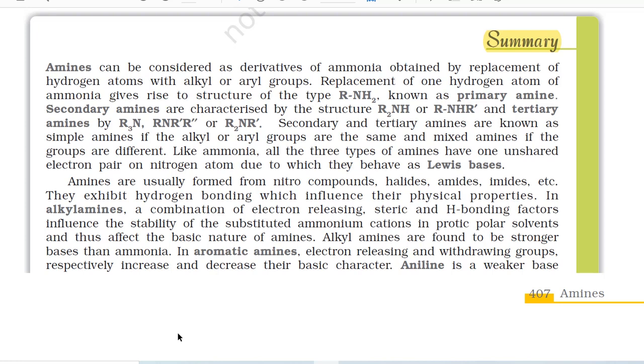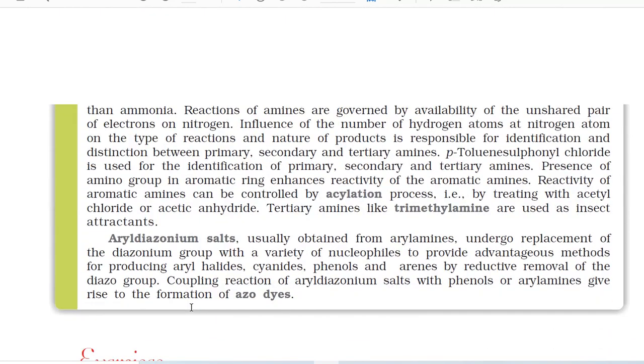Like ammonia, all the three types of amines have one unshared electron pair on the nitrogen atom, due to which they behave as Lewis bases. Amines are usually formed from nitro compounds, halides, amides, imides, etc. They exhibit hydrogen bonding, which influences the physical properties. In alkyl amines, a combination of electron releasing, steric, and hydrogen bonding factors influences the stability of the substituted ammonium cations in protic polar solvents and thus affects the basic nature of amines. Alkyl amines are found to be stronger bases than ammonia. In aromatic amines, electron releasing and withdrawing groups respectively increase and decrease their basic character. Aniline is a weaker base than ammonia.